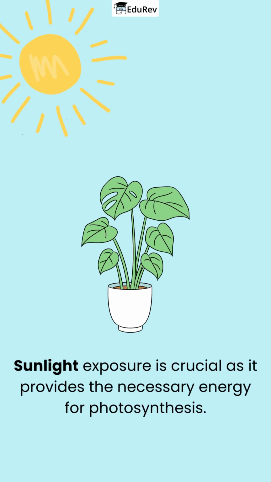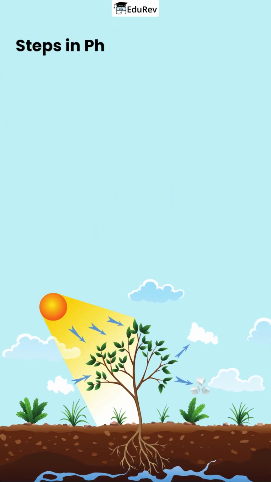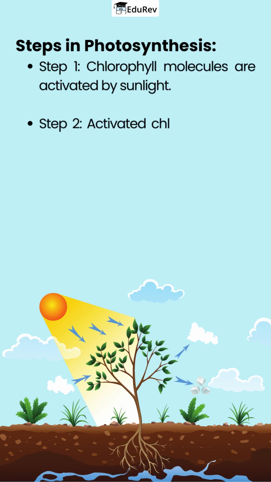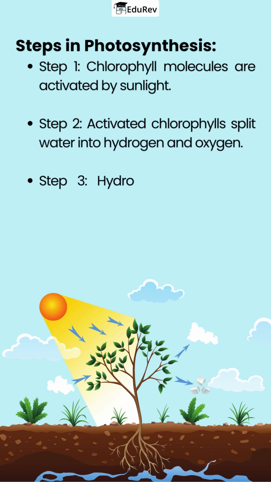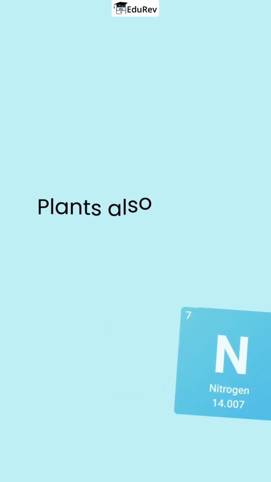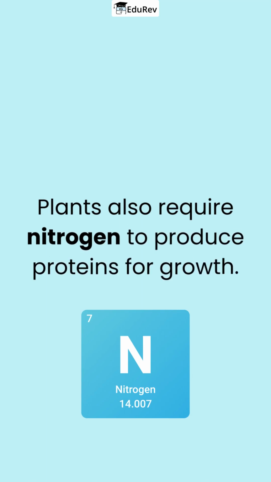Steps in photosynthesis. Step 1. Chlorophyll molecules are activated by sunlight. Step 2. Activated chlorophyll splits water into hydrogen and oxygen. Step 3. Hydrogen generated in Step 2 is used to reduce carbon dioxide into glucose. Plants also require nitrogen to produce proteins for growth.